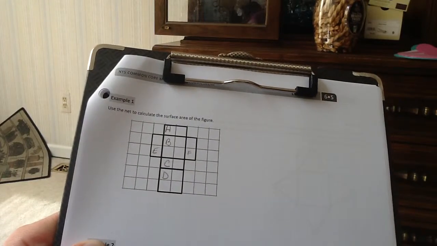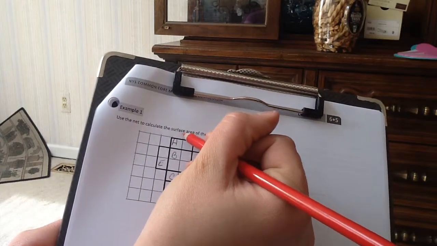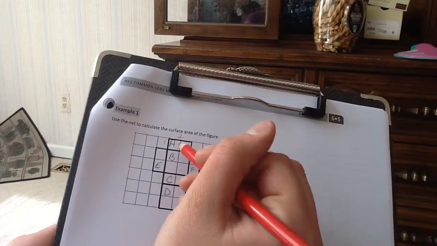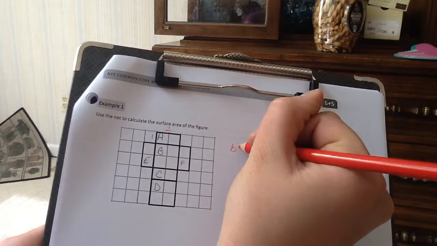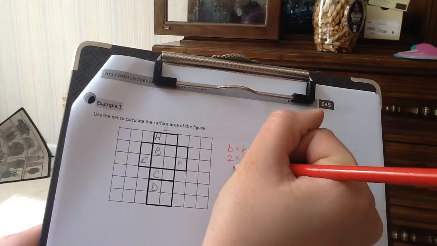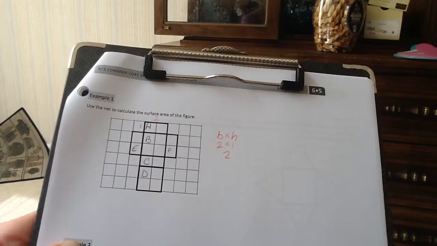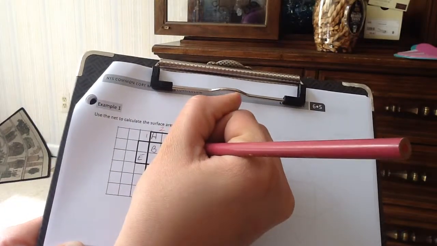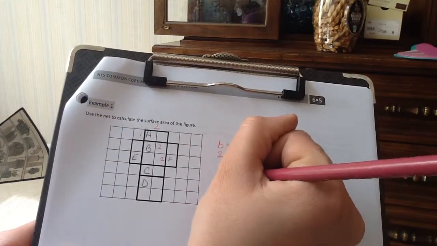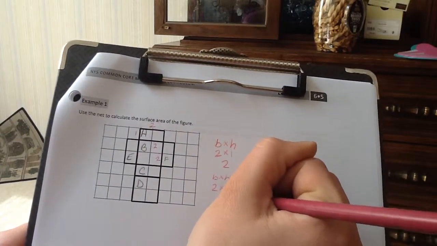Okay, so if I'm looking at shape A, I can see that the base is 2 and the height is 1. So therefore, the area of rectangle A, base times height, is 2 times 1, which equals 2. For shape B, I can see that my base and my height are both 2. So base times height equals 2 times 2, which equals 4.